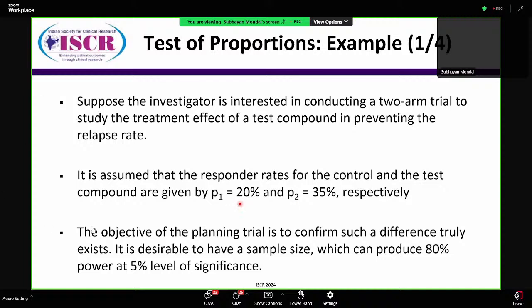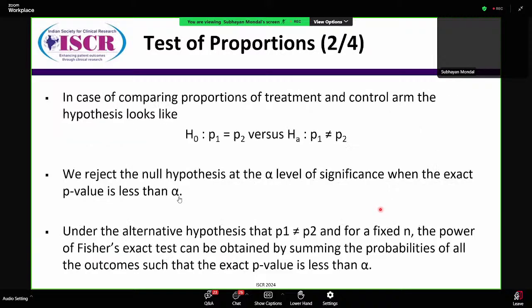And for the control arm, let's say they are getting placebo, they still have a probability of getting better of 20%. Now, we want to design a study: with these assumptions, how big should the study be so that we can produce 80% power at 5% level of significance or 5% type 1 error. So let's see a little bit of theory. I will not go into the details of this theory, but our null assumption here is that the test drug doesn't work. That means the test drug proportion of getting better is equal to that of the control drug. And on the alternative hypothesis, we test that this is not true.